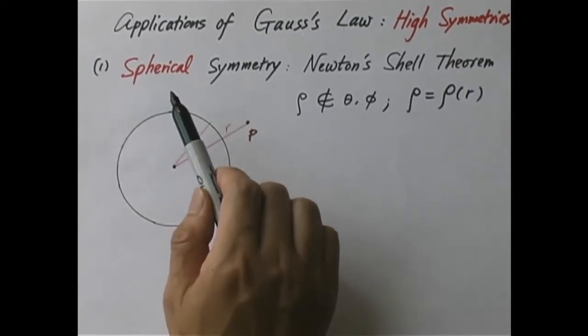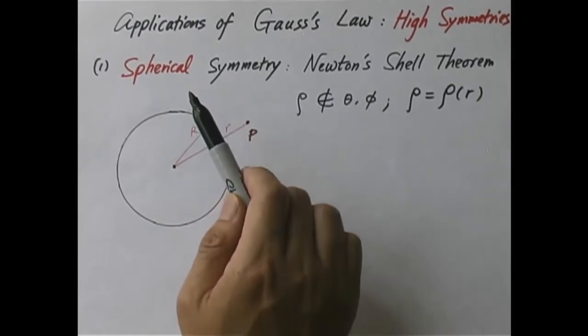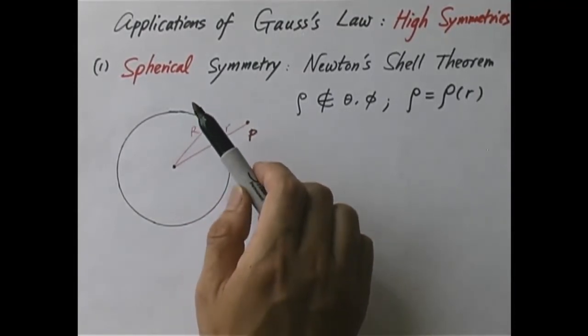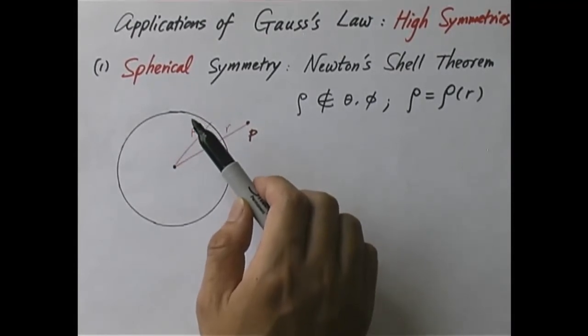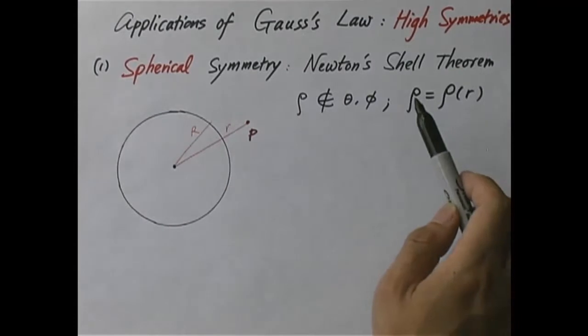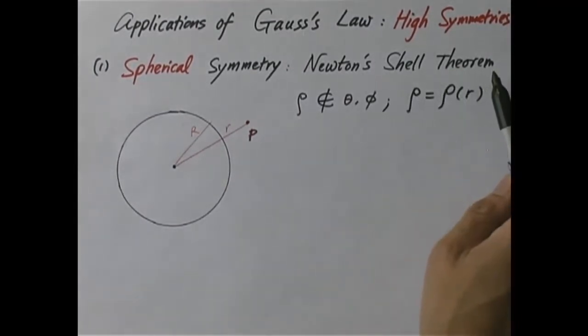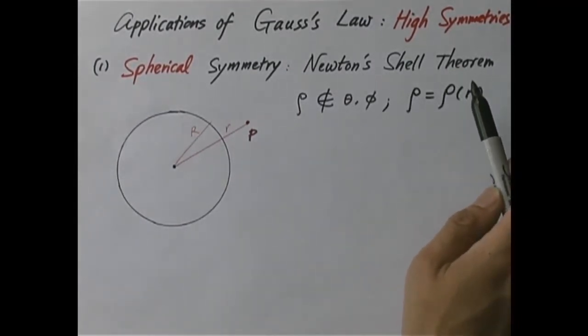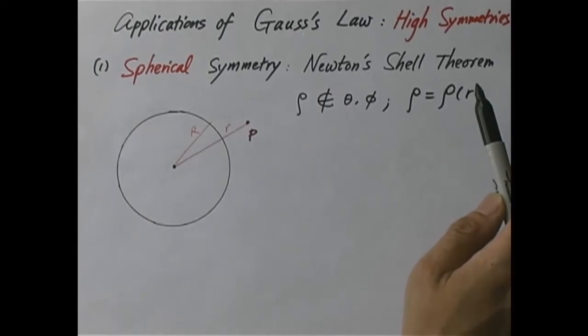The calculation of this integral can be simplified if you choose a surface in the right shape to reflect the symmetry of the problem. Okay, so let's look at spherical symmetry first. There is something called Newton's shell theorem from Physics 1b. I don't know if you recall that. What does Newton's shell theorem tell us?